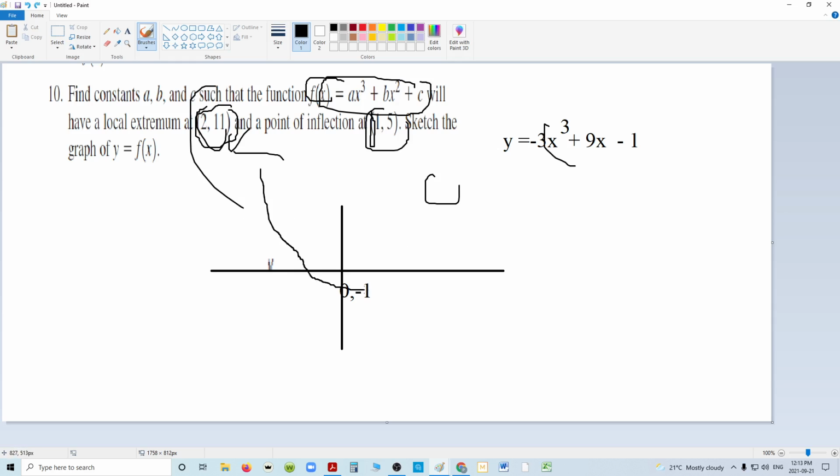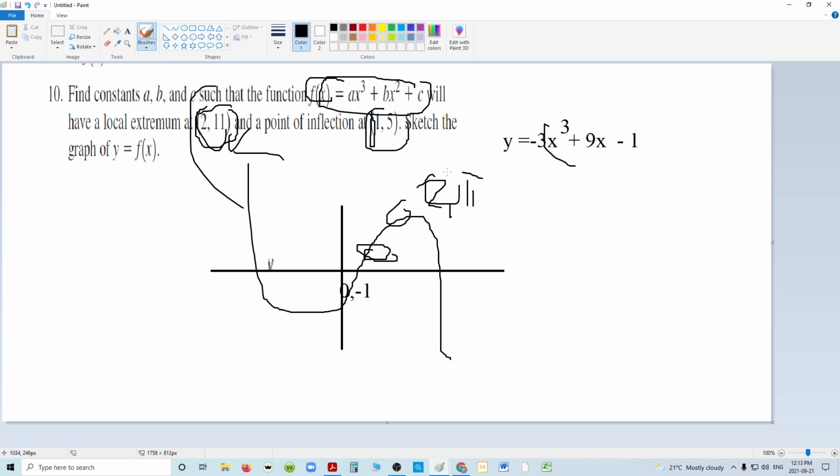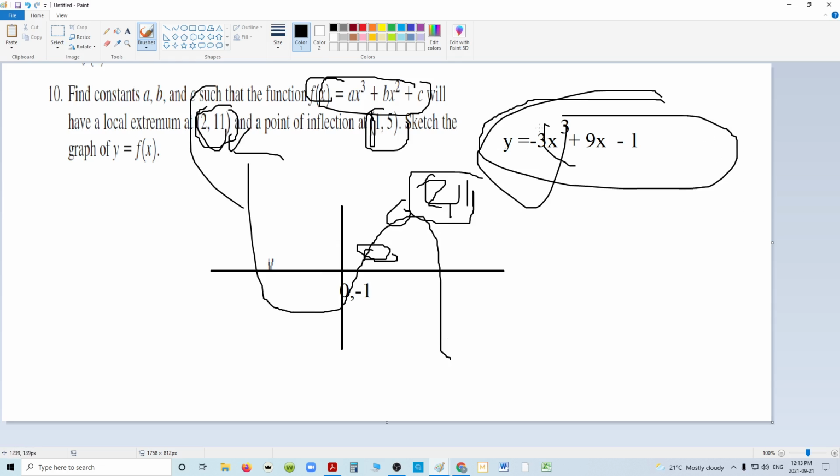Coming down, crossing through. I can do that. Oh yeah, it's going to do this. Come here, and then go down. So this inflection point will happen here, 1,5, and this will be a maximum at 2,11. Now I could take the first derivative, second derivative, and figure it all out. I could also take the quadratic function and figure out where the two x-intercepts are.